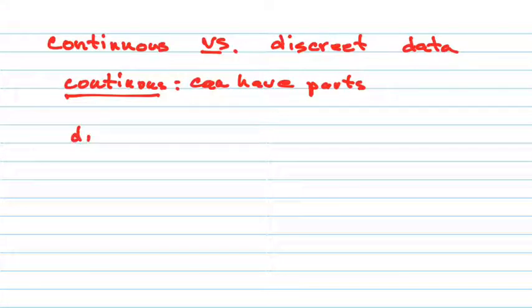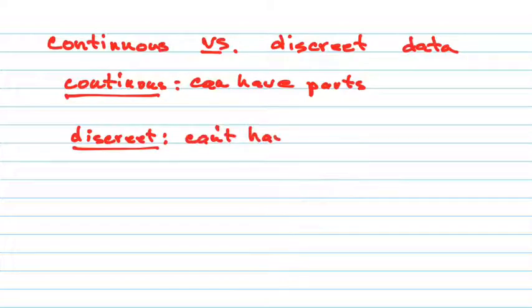Now, discrete, however, means that you can't have parts. So give me some examples of things that you would not take parts of. A human being, people, exactly. So what else? If you're measuring the amount of flowers in your garden. Yeah, so each flower has to be its own thing. If you took it all apart, then it wouldn't be a flower anymore.